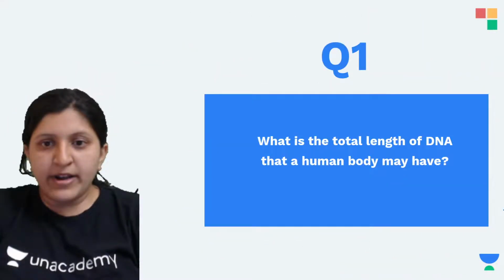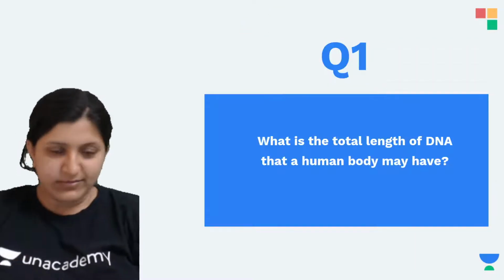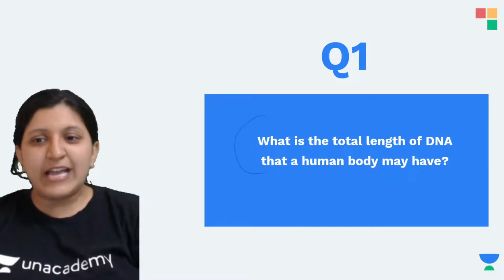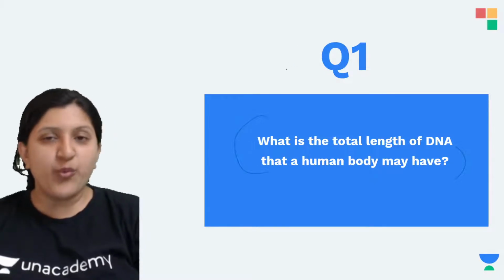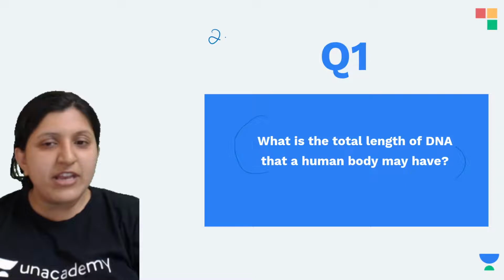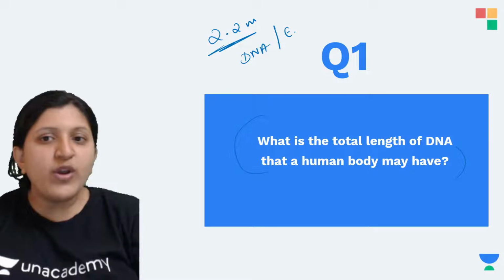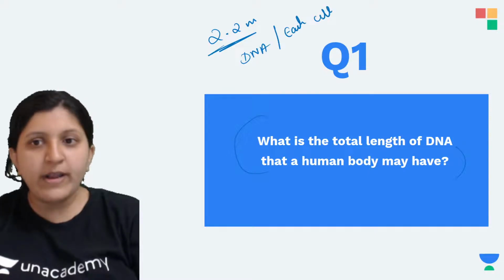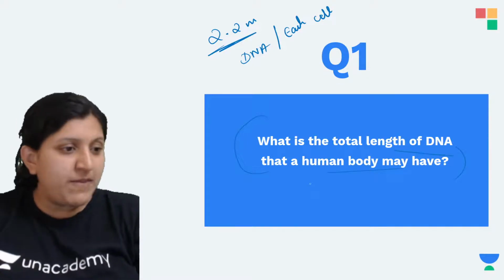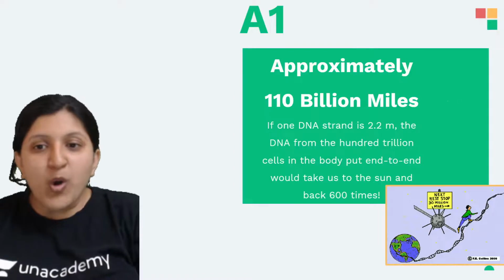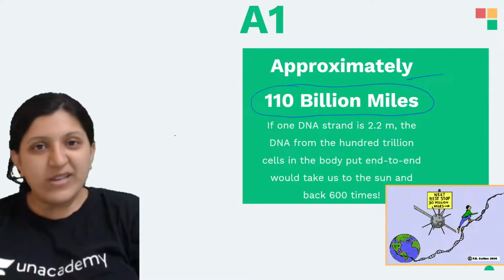Alright. So what is the total length of DNA that a human body may have? Any idea? This is not just for one cell. For one cell, as I mentioned, there is about 2.2 meters of DNA. That is per cell. But here it is the total length of DNA that a human body may have, so it is approximately 110 billion miles. So what is the meaning of that?